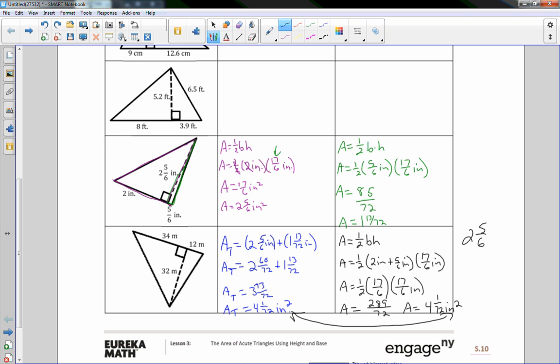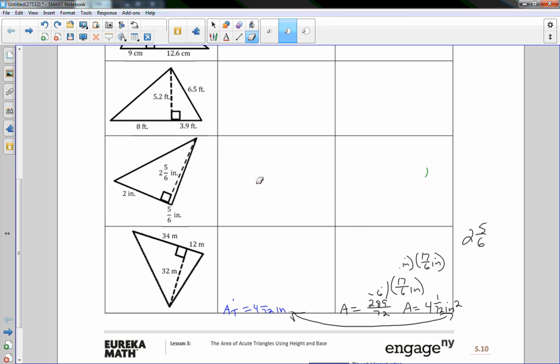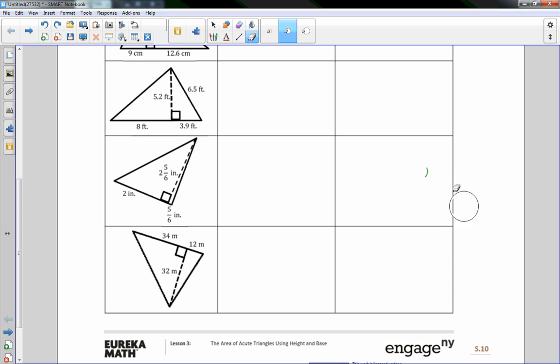All right, one more time. Okay, clean slate starting again. Okay, so I'm going to do this triangle here. I don't want to use black. Let me use purple. This triangle here is a right triangle. Area equals 1/2 base times height. Area equals 1/2. My base is 34 meters. My height is 32 meters.